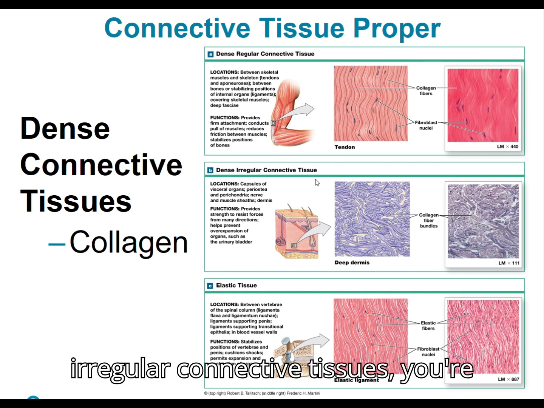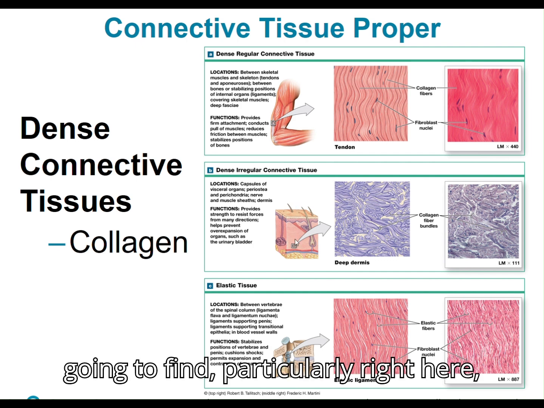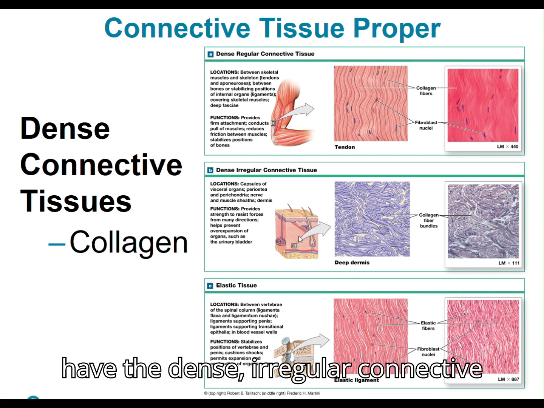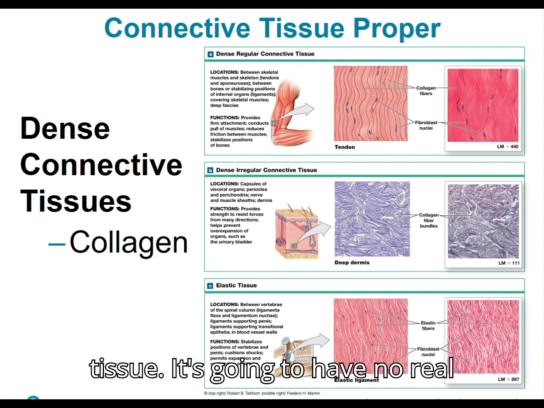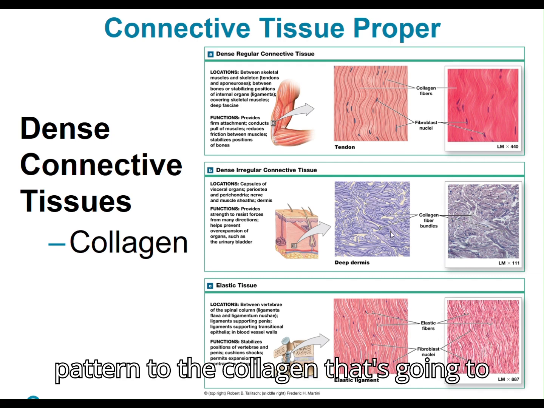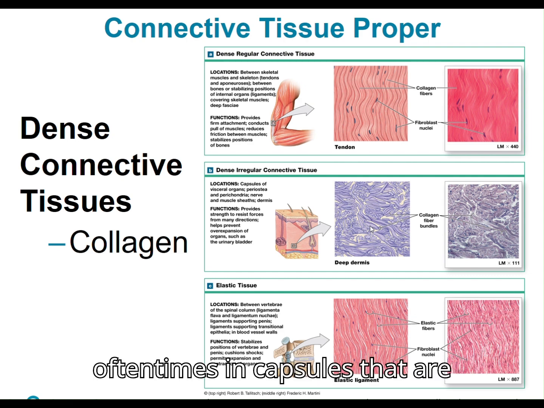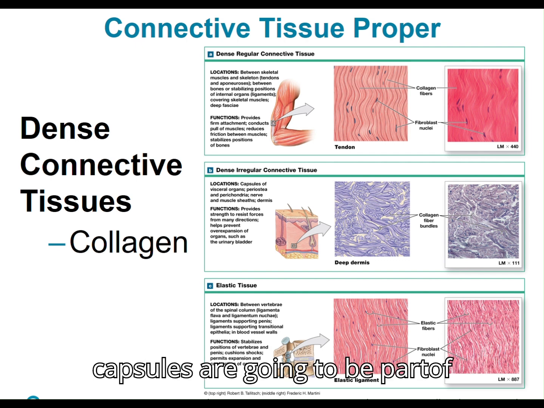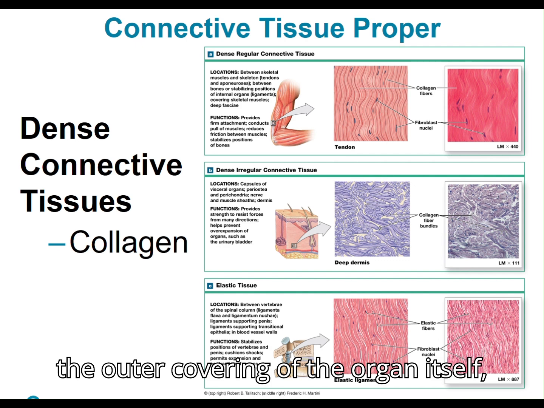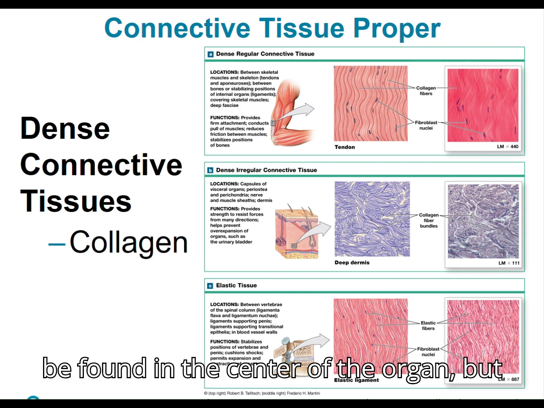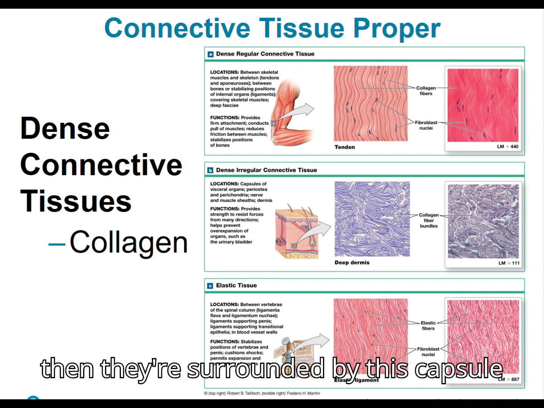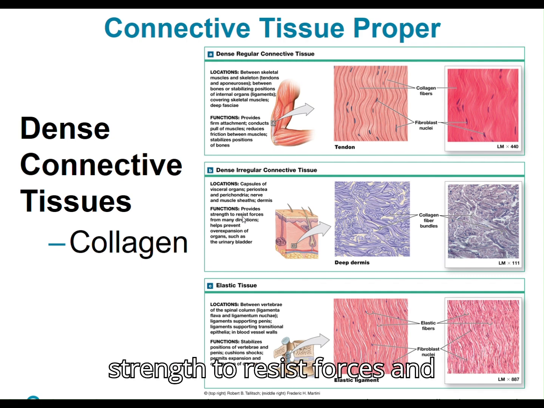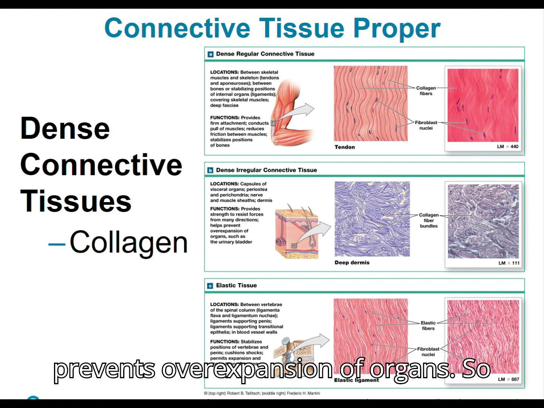Dense irregular connective tissue, you're going to find, particularly right here, in the deep dermis. So within your skin layer down here is going to have the dense irregular connective tissue. It's going to have no real pattern to the collagen in here, and you're going to find it oftentimes in capsules that are surrounding organs. Oftentimes the capsules are part of the outer covering of the organ itself, where the functional cells are found in the center of the organ, but then they're surrounded by this capsule and then epithelial tissue. This in particular is going to provide strength to resist forces and prevent overexpansion of organs.